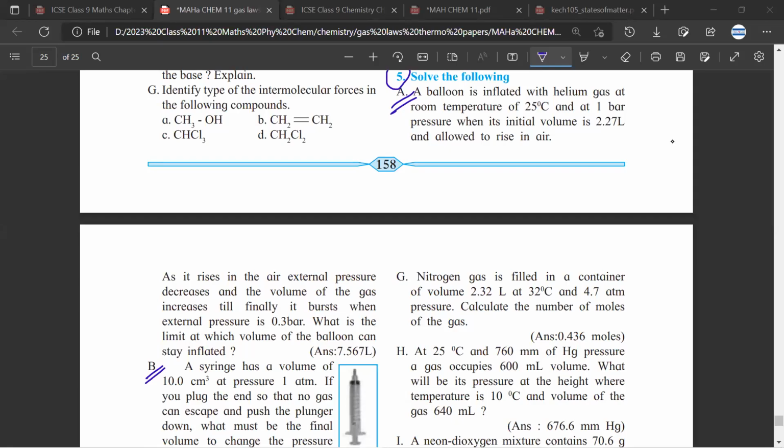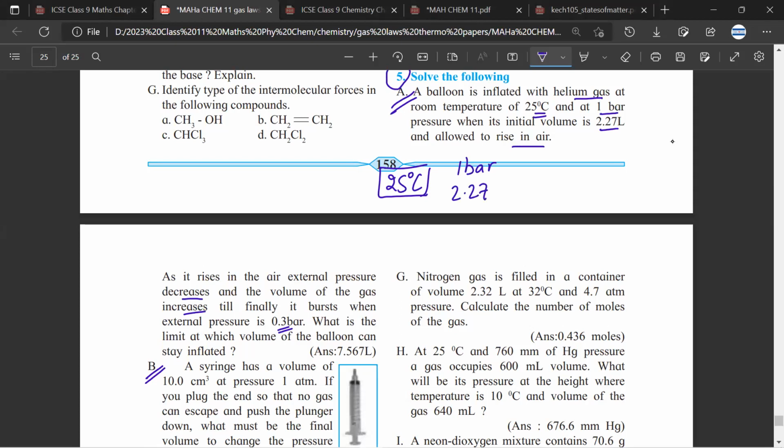So, Avantika, a balloon is inflated with helium gas at room temperature of 25 degrees Celsius and 1 bar when its initial volume is 2.27 liter and allowed to rise in air. As it rises in the air, external pressure decreases and the volume of the gas increases till finally it bursts when external pressure is 0.3 bar. So, let us note the conditions: 25 degrees Celsius and 1 bar. Initial volume is 2.27 liters.